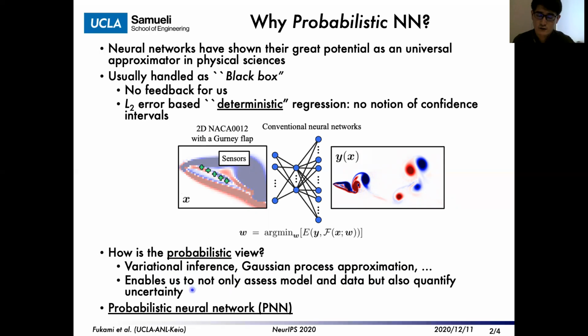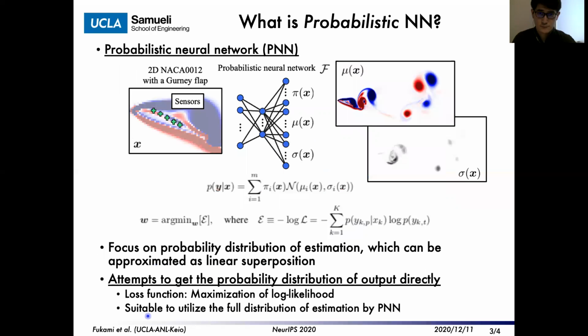So today we consider the use of neural networks aided by a probabilistic manner, called the PNN, probabilistic neural network. On this page, let us briefly introduce what probabilistic neural networks are. This PNN focuses on the probability distribution of the estimation, which can be approximated as a linear superposition of Gaussian distributions, with the mean value of its estimation mu and the standard deviation of its estimation sigma x. So this PNN attempts to get the probability distribution of the output directly.